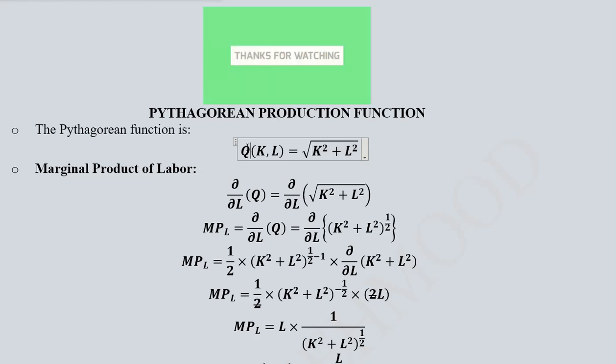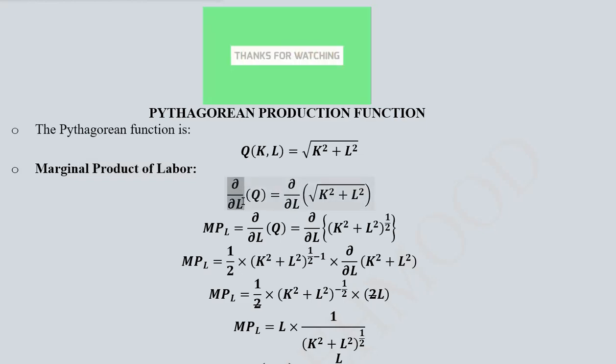Now here, this is the production function in its standard form. It is based upon capital and labor, so the square root of K squared plus L squared. We can experiment with it just like we do with every other production function. We can try to find out the marginal product primarily of labor and then of capital.